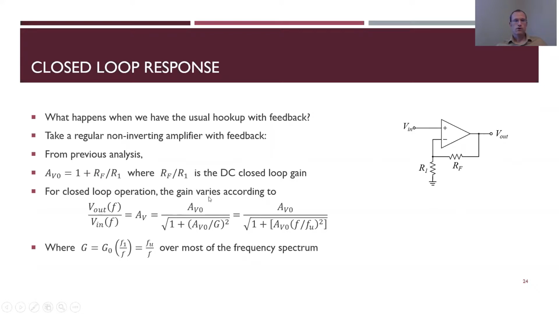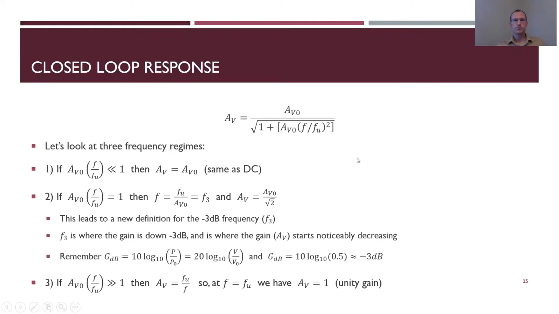In closed loop operation, my gain, V out over V in, both functions of frequency, is AV, which is AV0, again the DC gain, scaled by this factor, 1 plus AV0 over G, the whole thing squared. This is also related to the frequencies: 1 plus AV0 times frequency over the unity gain frequency, squared. And so my gain is the DC gain times FU over F, over most of the frequency spectrum. Based on this equation, we can look at what happens for different frequencies.